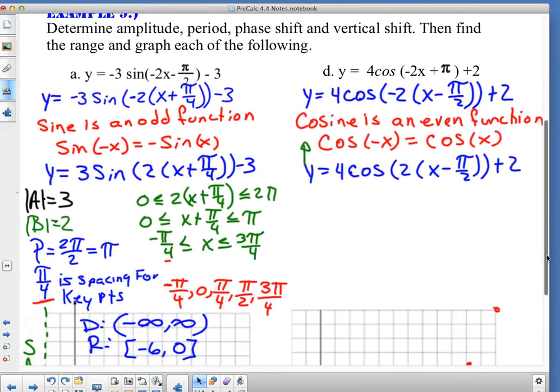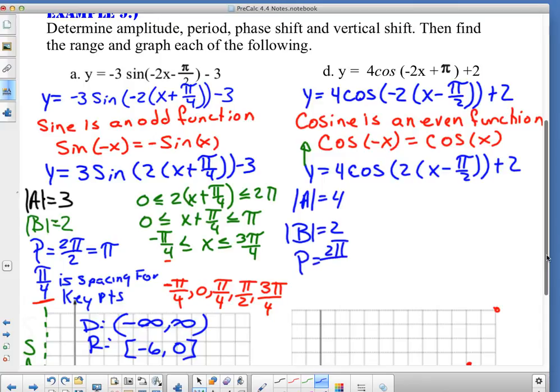Okay, now we've got this information here, and first thing we're going to do is get our a, which is 4, get our b, which is 2, check our period, which is 2 pi divided by b, which is pi. Divide that by 4, pi over 4. And now that's our separation for our critical pieces. So now our 5 critical points.